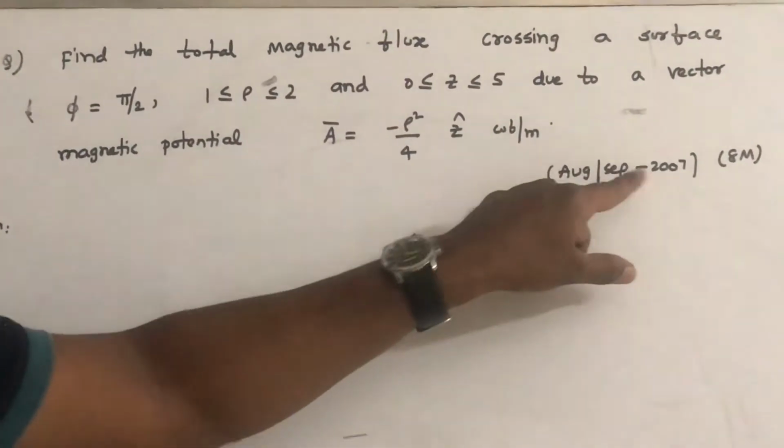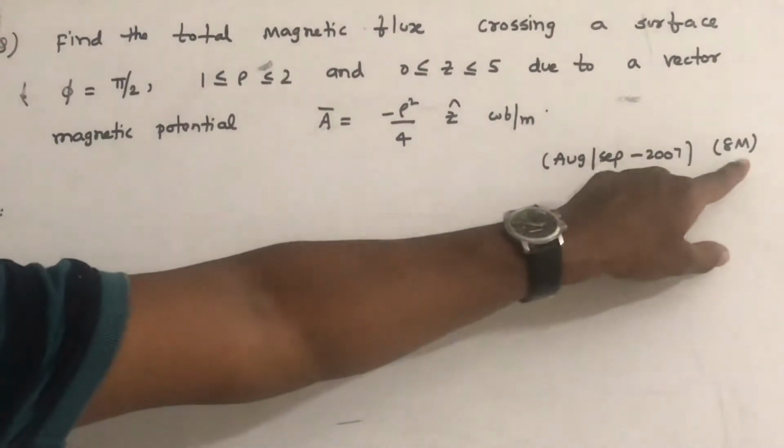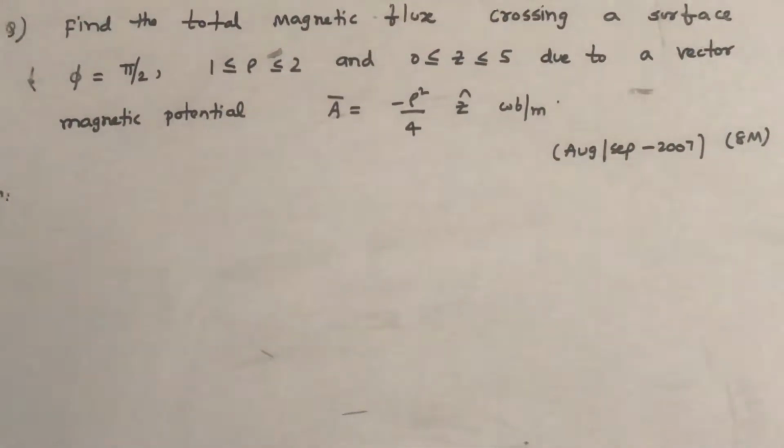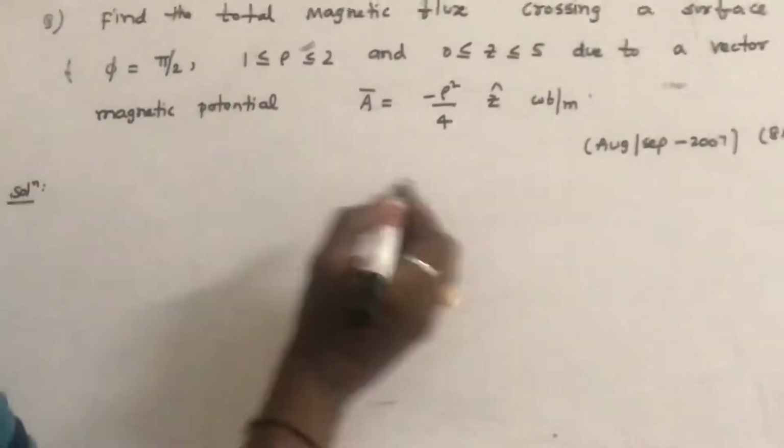This question was given in September 2007, 8 marks, from magnetostatics. So it is a very simple question. Let us see how to answer this question.